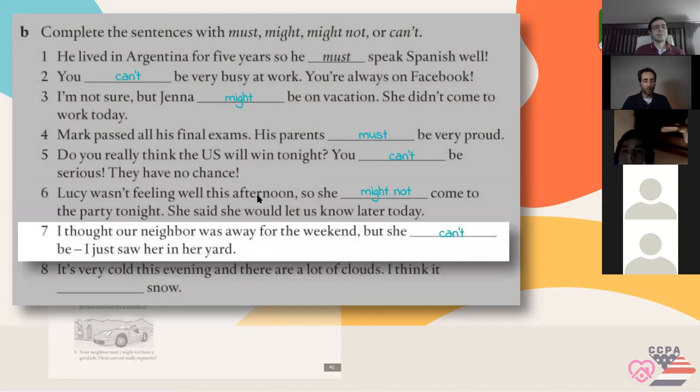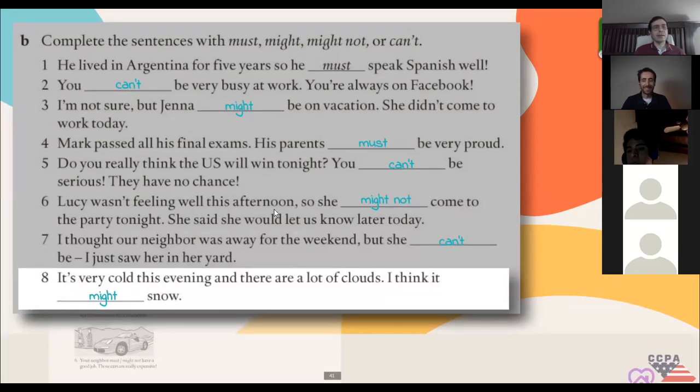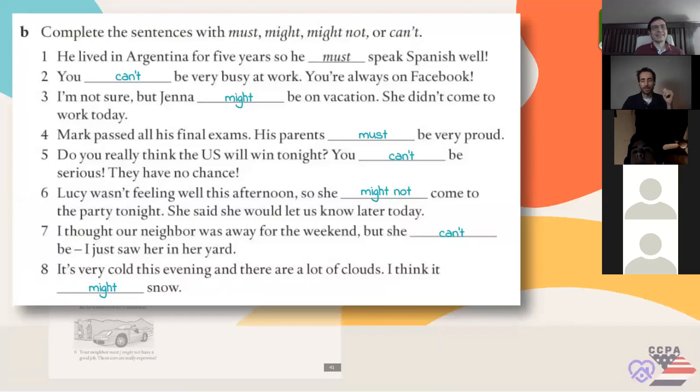And the last one goes to Robert. Oh, suspicious. I give the answer. Well, can you read anyway, Robert? Thank you, teacher. It's very cold this evening, and there are a lot of clouds. I think it might snow. What do you think about our weather? Do you think it might rain in the next few days? I think so. Yes. On Friday. Tomorrow, which is tomorrow. Okay, thank you.